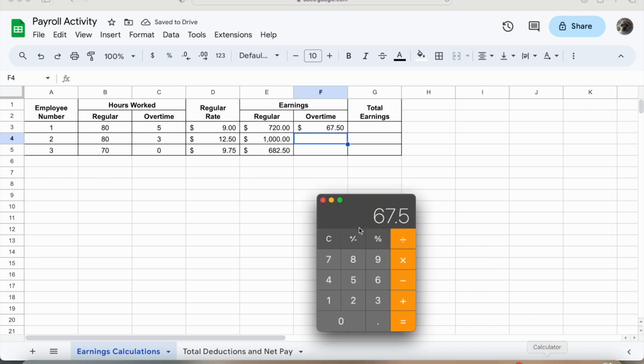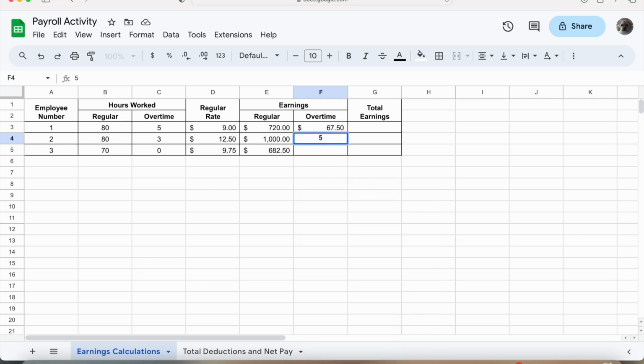Next up, for employee number 2, if we take $12.50 per hour and multiply it times 1.5, and then multiply 18.75 times the number of overtime hours worked, which are 3 hours, that will give us $56.25. Employee number 3 worked 0 overtime hours, so their overtime earnings are going to be 0.